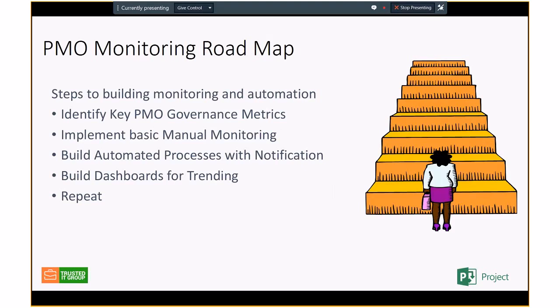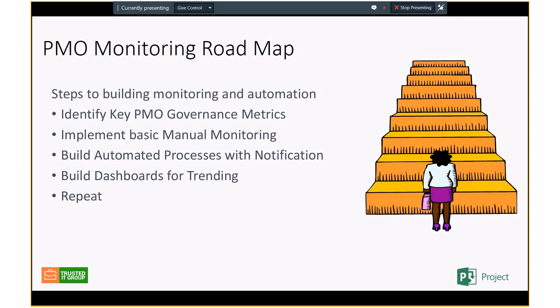Once you identify the big ones, think it through on how you can identify them with some kind of manual monitoring. And we'll talk more about manual monitoring, but that's things like looking at views or having spreadsheets where somebody actually looks at things.